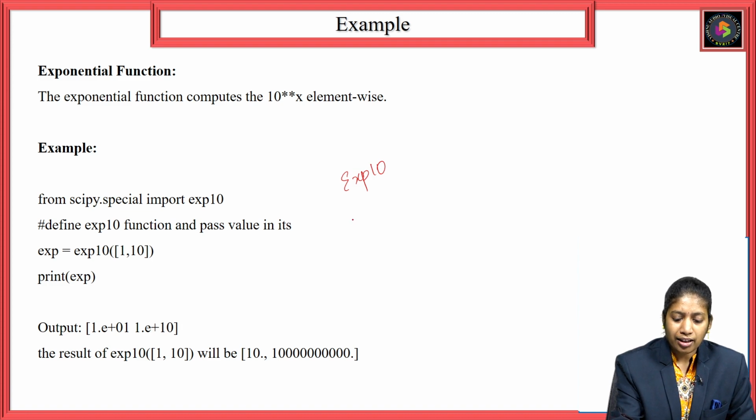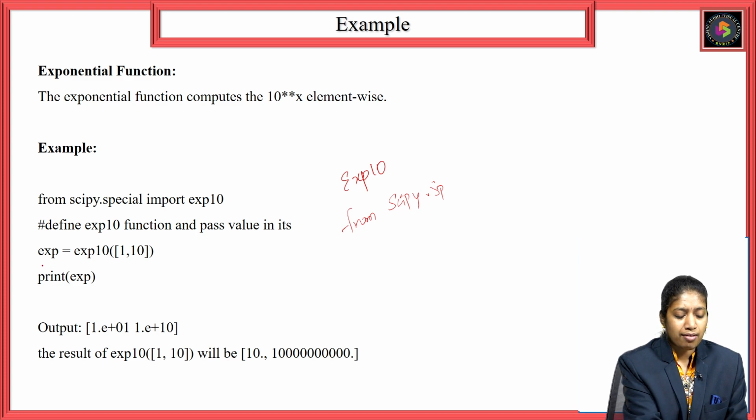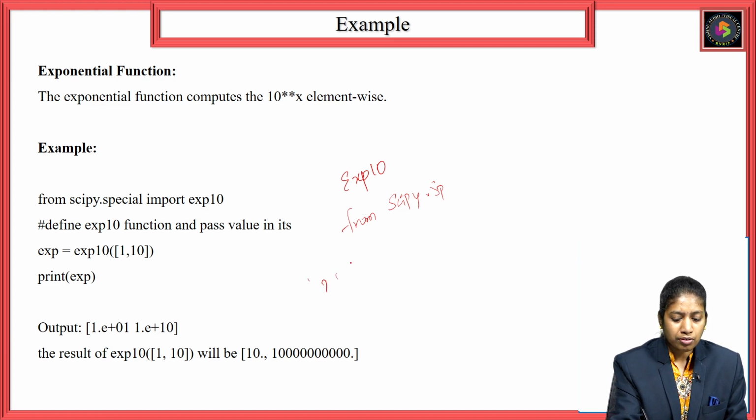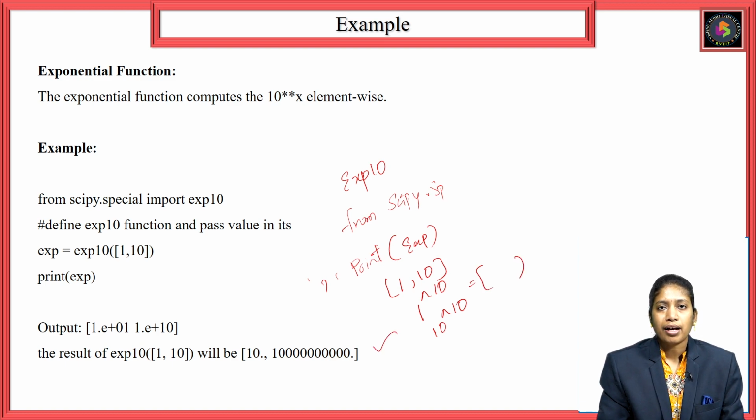How to import: from SciPy dot special, import exp10. After importing, we store the result in exp, exp10 of [1, 10]. After that we print exp. Here we were passing 1, 10 in the list. It will calculate 10 raised to the power 1, 10 raised to the power 10, and we'll get a result like this. So this is the exponential of 10.